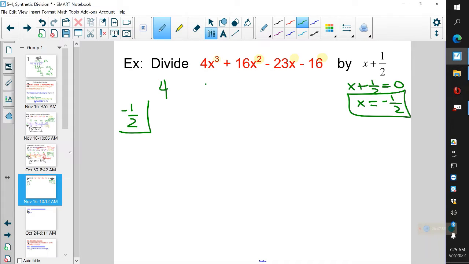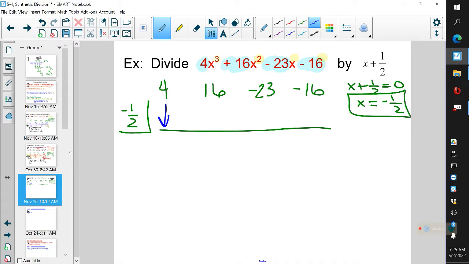I drop the 4, the 16, the -23, and the -16, remembering that the signs to the left of them go with the numbers. And from there, I am going to drop down my 4. A positive times a negative is a negative, and half of 4 is going to be 2. I add straight down, and I'm going to be getting a 14.